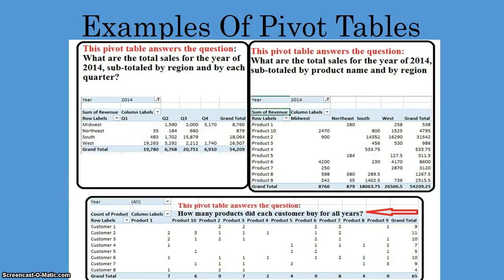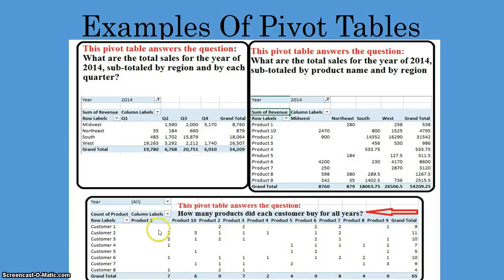This bottom pivot table is going to ask the question, how many products did each customer buy for all years? So we're going to go up here, and in this box we're going to display all, meaning that we want all information for every single year. And over here, we're going to be showing each customer, and then we're going to be displaying each one of the products.